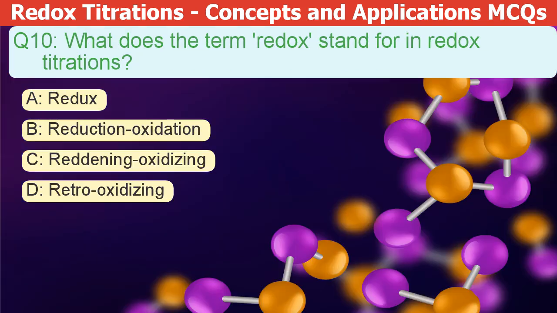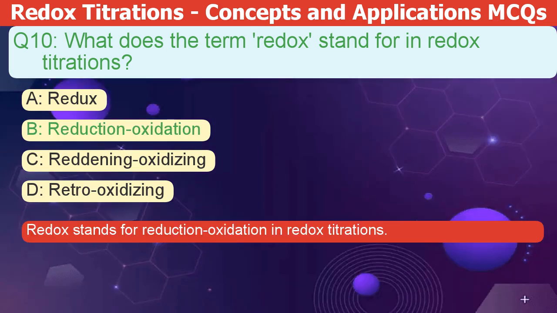What does the term redox stand for in redox titrations? A. Redux. B. Reduction oxidation. C. Reddening oxidizing. D. Retro-oxidizing. The correct answer is B. Redox stands for reduction oxidation in redox titrations.